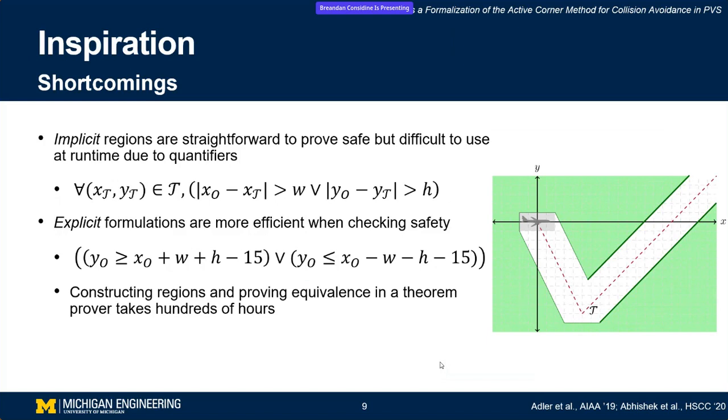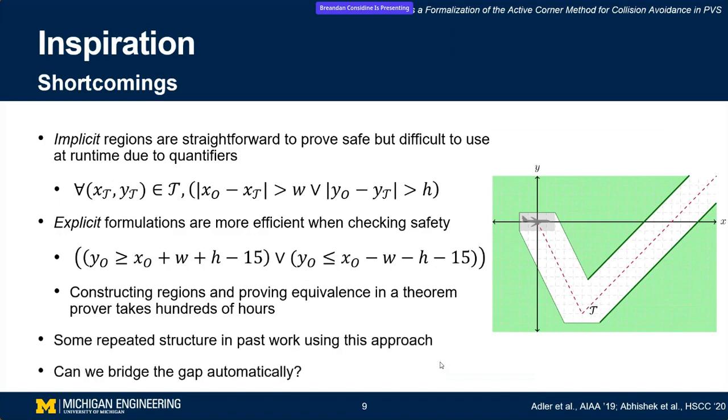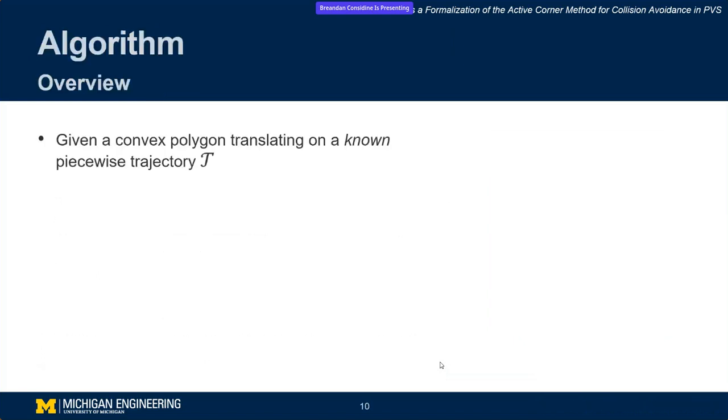And it takes a lot of time, especially to prove this equivalence between your two representations in a theorem prover. This is like weeks or months of grad student time at a whiteboard. So past work that's used these two formulations has had some sort of repeated structure in how you go between them, and if you do manually generate these explicit formulations, what you do with them. And the focus of this work is to bridge the gap automatically and back it up with proof certificates.